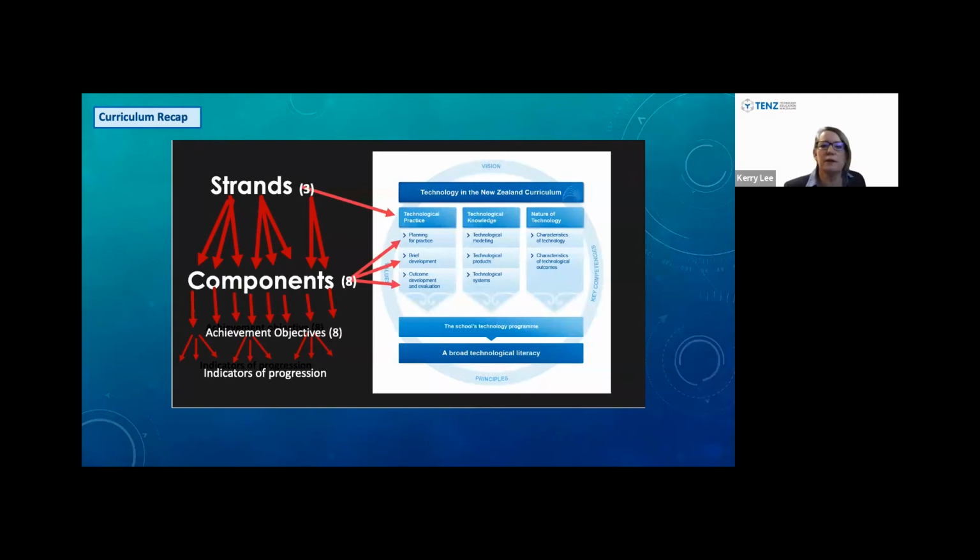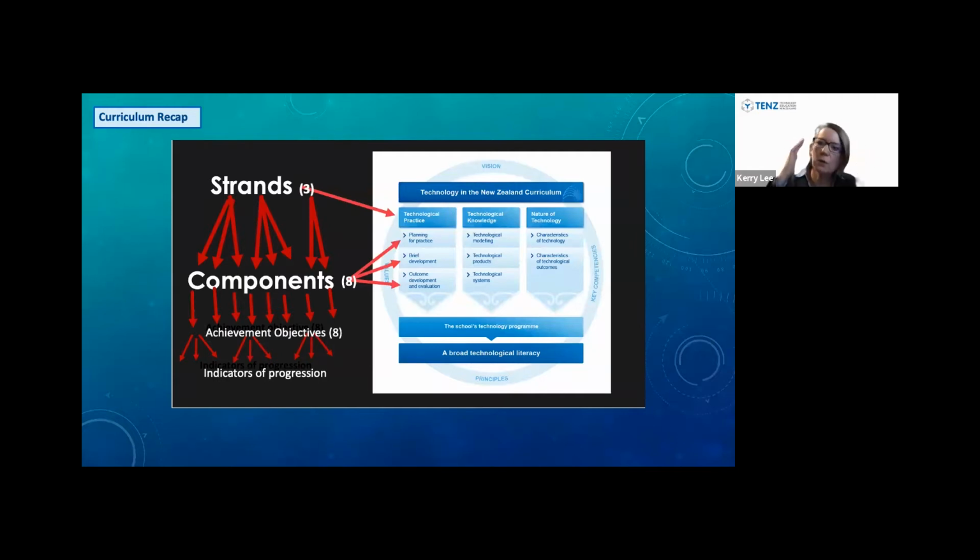Okay, just a very, very quick recap. So the curriculum has 3 strands: the nature, the knowledge, the practice, the head, hand, heart, as we always say. And each one of these strands is broken down into components, and there's 8. So the nature strand, the heart strand, thinking about our actions in society, is broken down into 2: the nature of technology and the nature of technological outcomes. So that's critiquing existing outcomes, and nature of tech's thinking about the discipline and what it is to do technology.